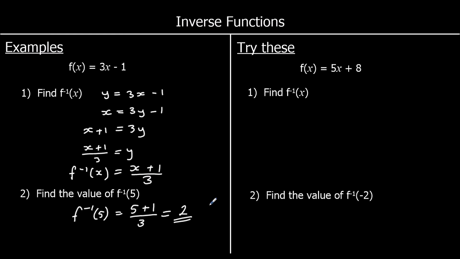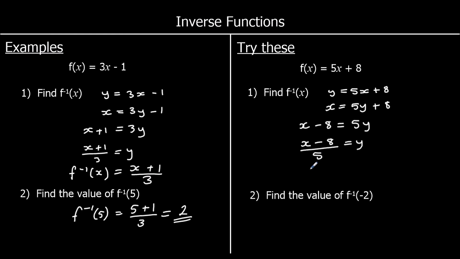Okay, one for you to try. So give this one a go. We've got f of x equals 5x plus 8. Find the inverse function. So at the moment, y equals 5x plus 8. In the inverse function, the x's are going to become the y's and the y's become the x's. So to make y the subject of the formula, let's subtract 8 from both sides and then divide both sides by 5. So our inverse function, f inverse of x, is (x minus 8) over 5.